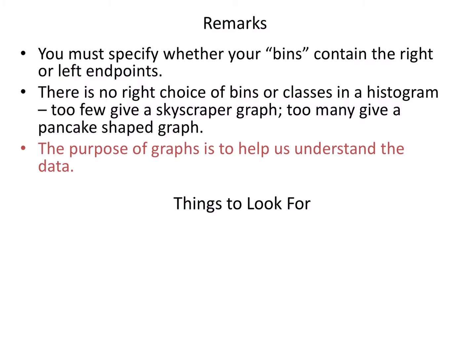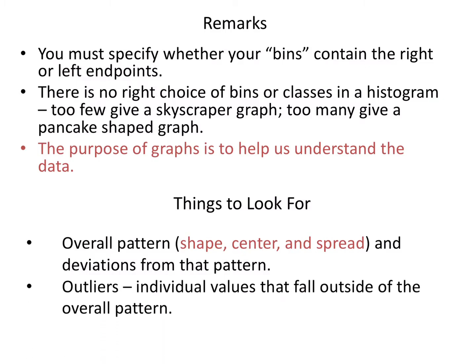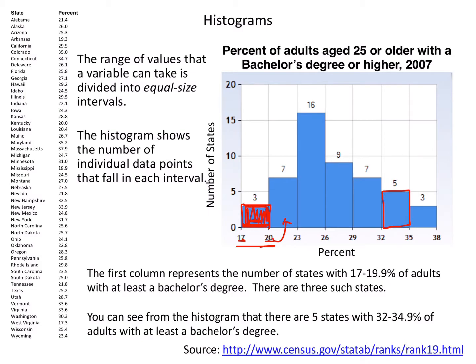Things that you should look for when you're looking at a histogram are the overall pattern. So what's the shape, where is the center, and what's the spread of the data? And then are there any deviations from that pattern? Outliers in particular are individual values that fall outside of the overall pattern. So if you were to look back at the histogram that we had here, there aren't really any outliers, but for example, if there was a state that had, say, 5% of adults with at least a bachelor's degree, that would be an outlier because that would be separated far away from the rest of the data.